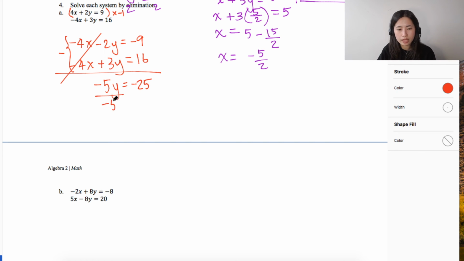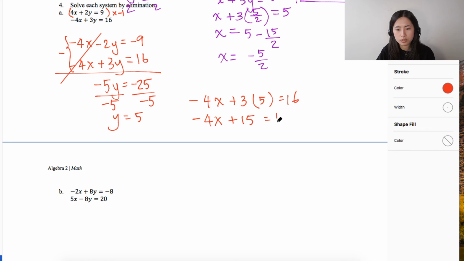Okay, so dividing both sides by negative 5, you end up with positive 5, so y is equal to 5. And how do we find x? We just pick any equation. So I'm picking the second equation. I have negative 4x plus 3 times 5, which is equal to 16. Again, you can pick any equation, it doesn't really matter. So this is negative 4x, plus 15, which is equal to 16.